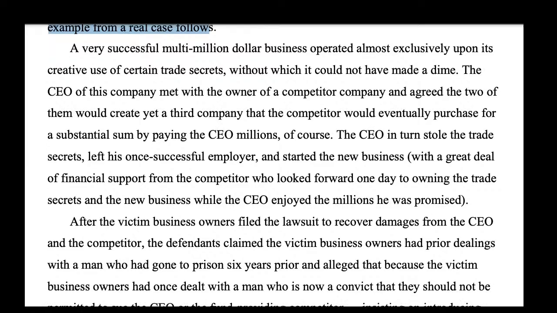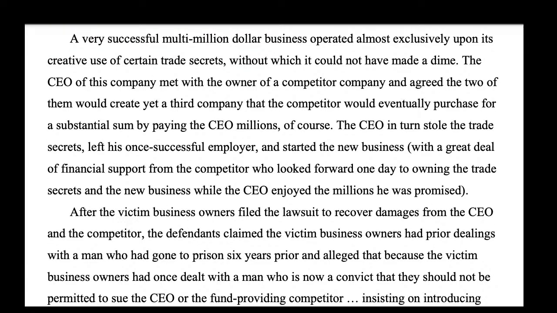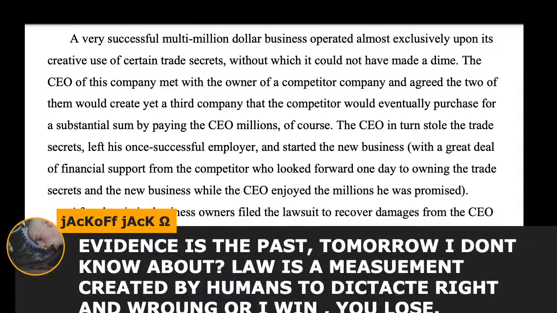All right, so let's check the chat before we get on to the real case here. Hey, Captain Jack, greetings. Evidence is the past. Tomorrow I don't know about. Law is a measurement created by humans to dictate right and wrong, or I win and you lose.